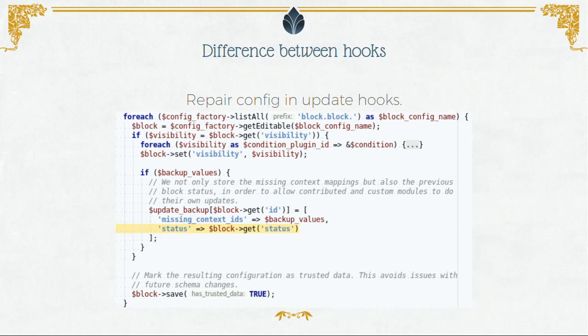Let's discuss some basic differentiation between update hooks. This is an update hook from core, in the block.install file. In this hook, there's some code hidden in this example as well. As you can see, we are changing some block visibilities, and then we are saving the configuration. You can do that in update hooks because we are directly operating on the config and changing the config values. So it is recommended to directly read from the factory and make those changes.